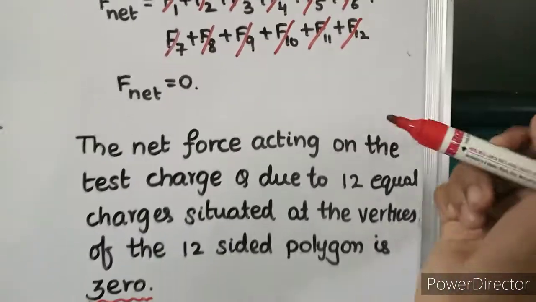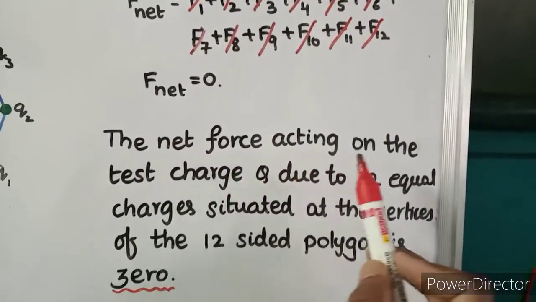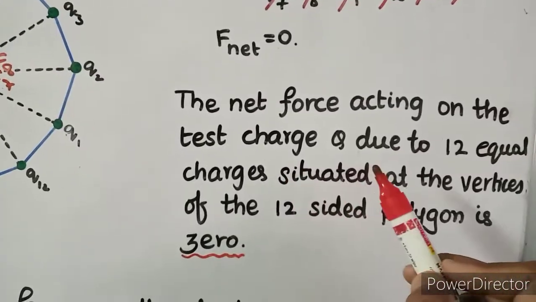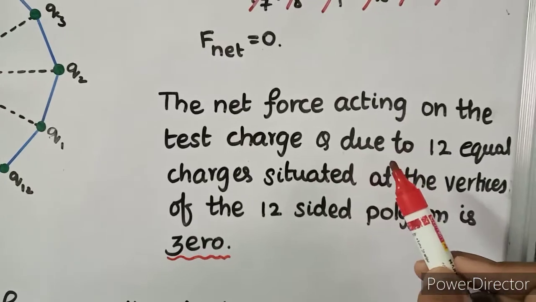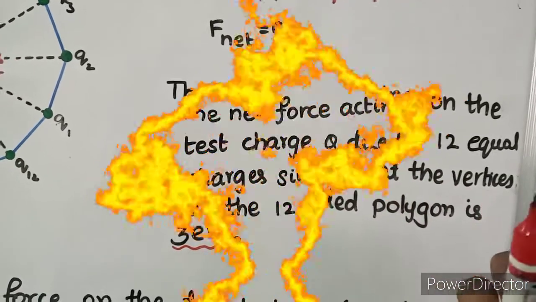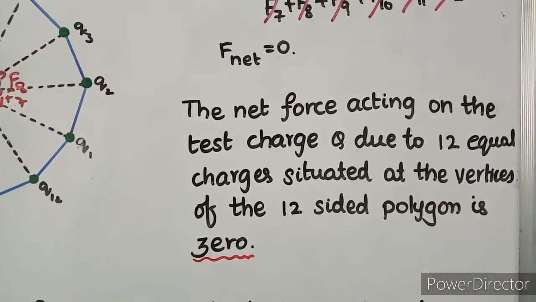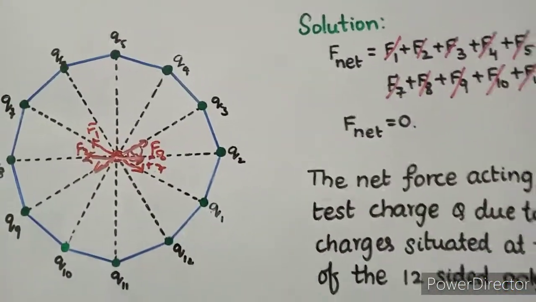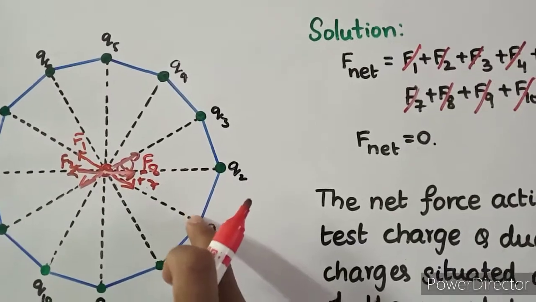Okay, so now that's why the net force acting on the test charge Q, which is located at the center of the polygon, is 0. Okay, this is done with this. So now, what if I remove one charge from this?